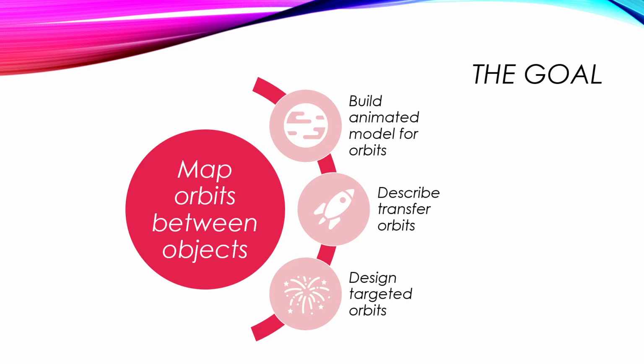So, in order to reach this goal, I had to get through a few stepping stones. First, I needed to build an animated model for orbits just so I could describe what's happening and see what was going on, basically creating the system. Second, I needed to learn how to describe transfer orbits, which basically just means anytime an orbit is changing shape. And then finally, I needed to learn how to design targeted orbits, which allow you to reach a certain point in space at a certain time by following an orbital path.